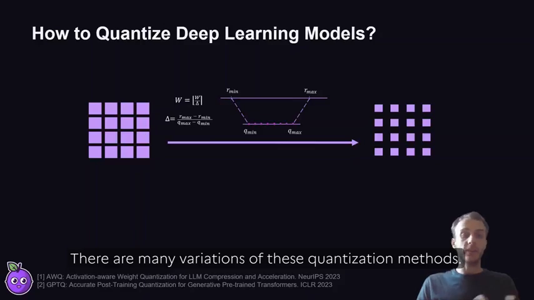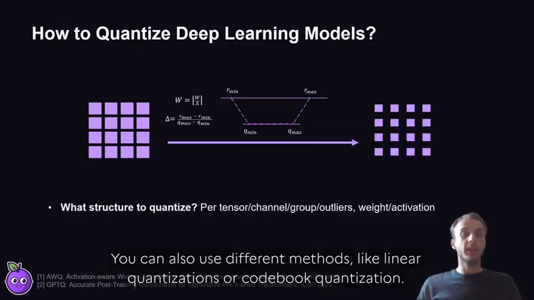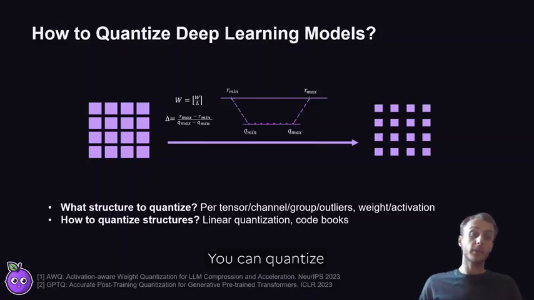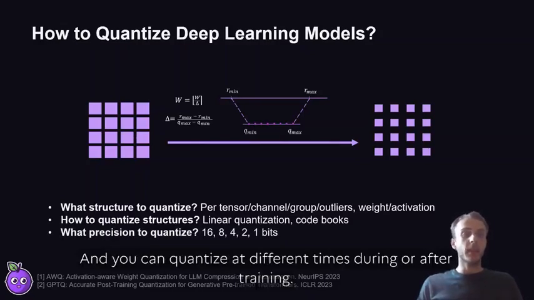There are many variations of these quantization methods. For example, you can quantize different structures: tensors, channels, or groups. You can also use different methods like linear quantization or codebook quantization. You can quantize to different numbers of bits, even go to 1 bit. And you can also quantize at different times, during or after training.